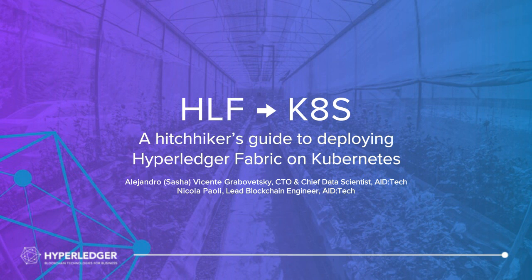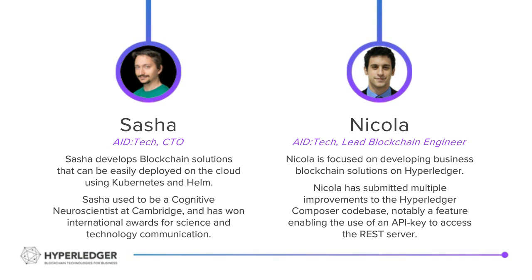So we are Nicola and Sasha. Nicola, why don't you introduce yourself? Yes. Hello, everyone. I'm Nicola, and I'm the lead blockchain engineer at ATech. I'm working on building business blockchain applications using tools from the Hyperledger projects. And I've submitted improvements and contributions to the Hyperledger Composer, mainly, such as an API key security feature. And what about you, Sasha? So I'm Sasha. I'm CTO at ATech. I've been working mostly on ensuring that our blockchain solutions can be easily deployed using Kubernetes and Helm. And back in my past life, I used to be a cognitive neuroscientist.